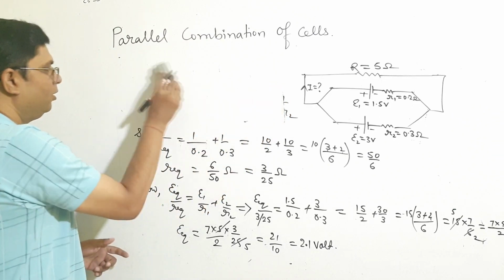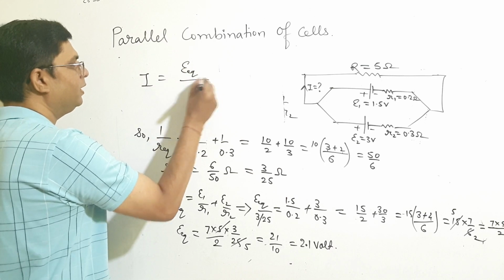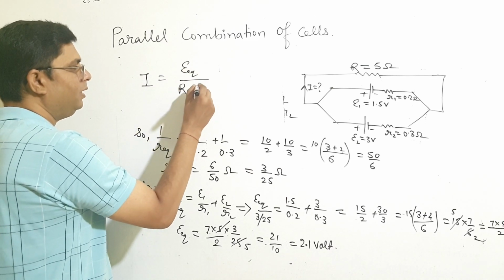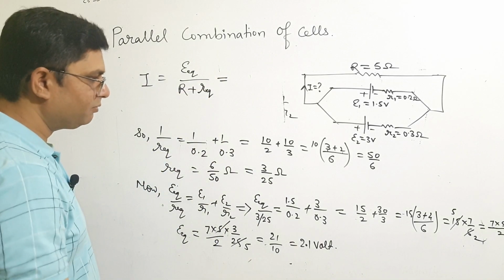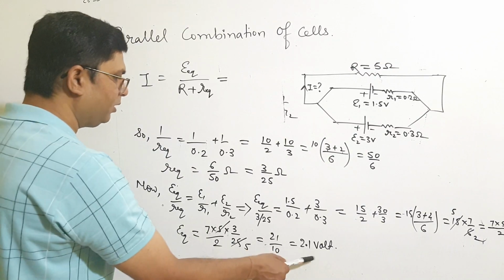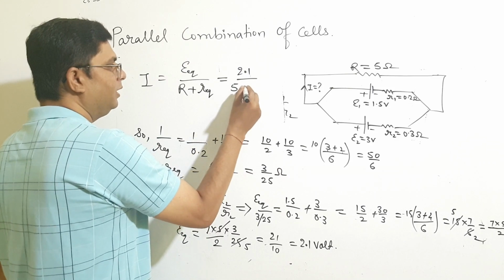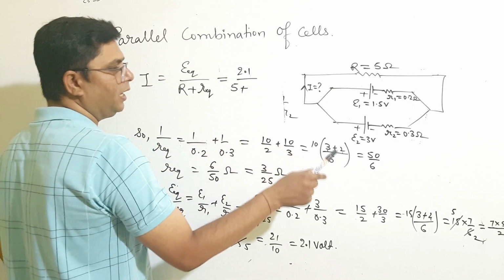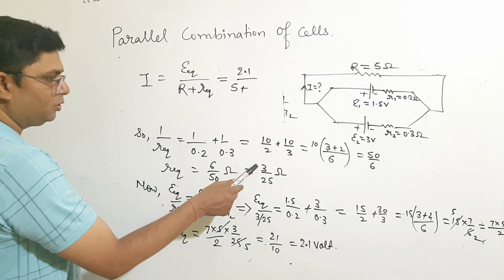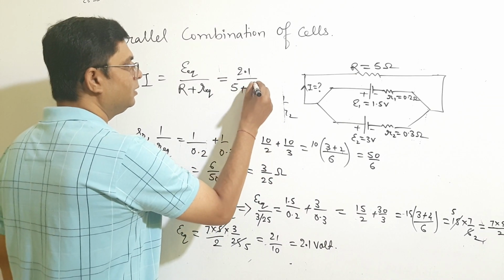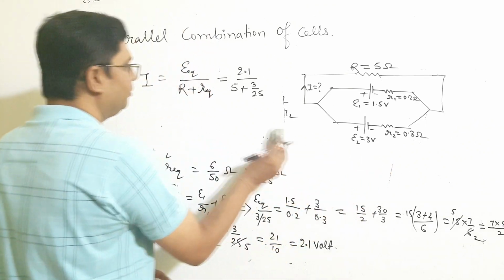Current I. We know the equation for current I is equal to E equivalent by R, capital R, plus small r equivalent. So what will be E equivalent? We have just found the value of E equivalent is 2.1. Place the value 2.1. Write the value of R, which is 5, and write the value of R equivalent. Just now you have determined R equivalent. R equivalent is equal to 3 by 25. Only you have to solve this.